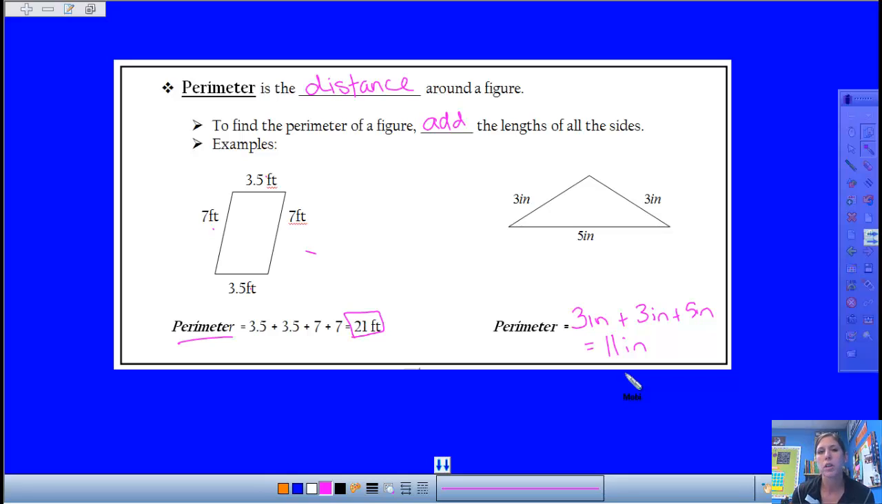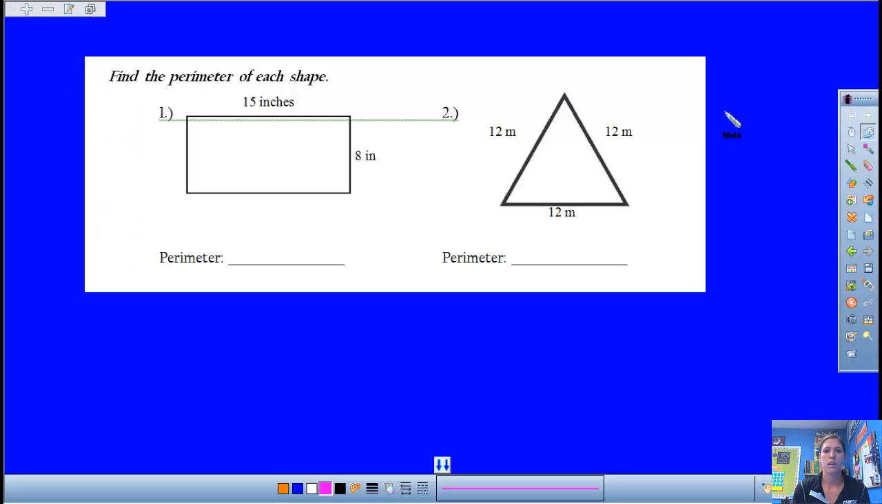The only time they'll try to trick you, or I'll try to trick you, is they might put the height in here and say, like, this is 6. That is not part of the perimeter. You are only adding the numbers that are around the sides, nothing inside of the triangle or the shape.